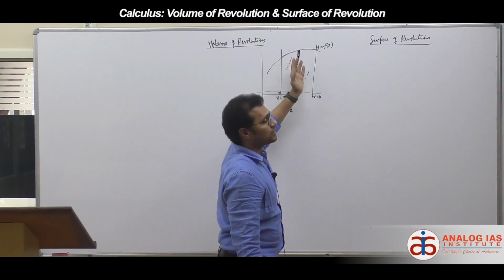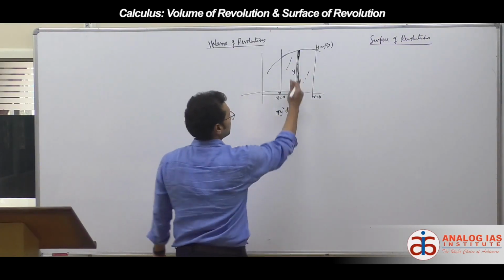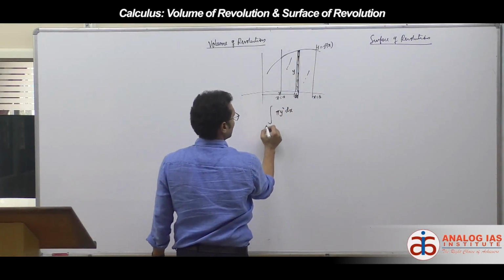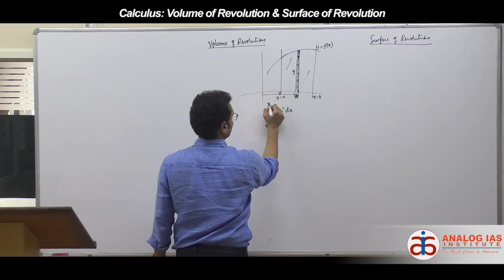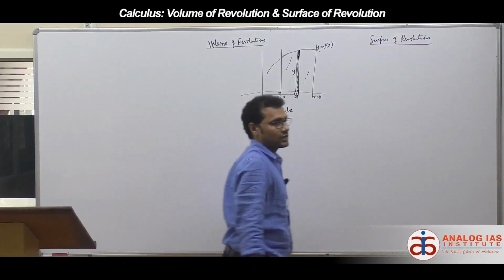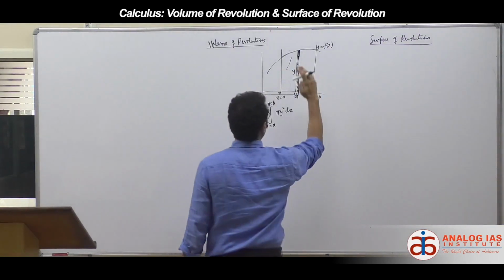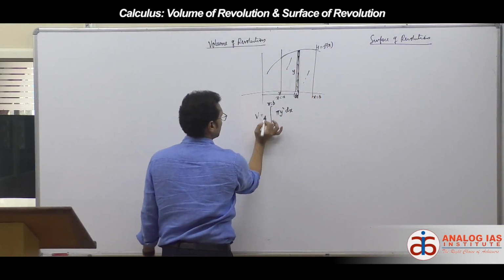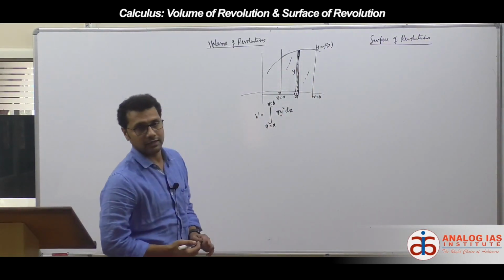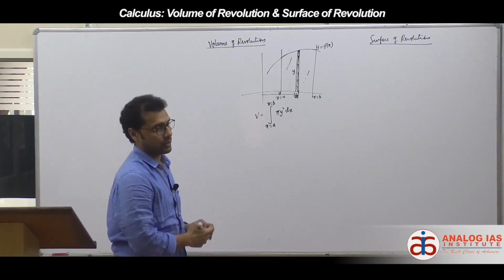How many such circular discs are there? Infinite number of such discs running from x equal to a to x equal to b, which is an infinite summation, which is an integral, which gives us this entire volume of revolution. This is what is volume of revolution: integral extending from a to b, pi y square dx.